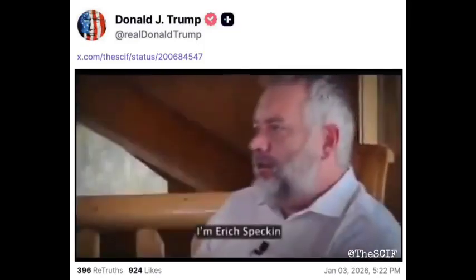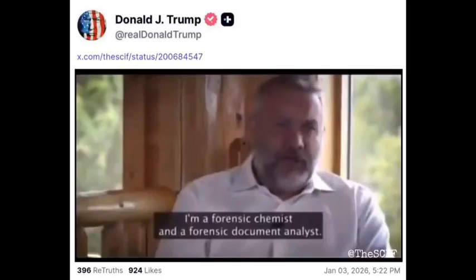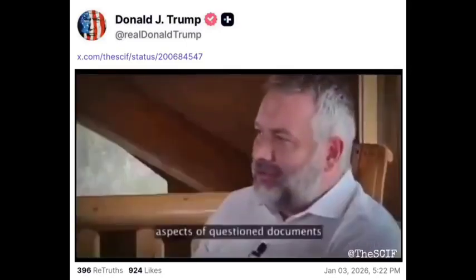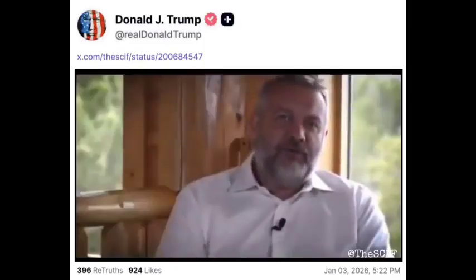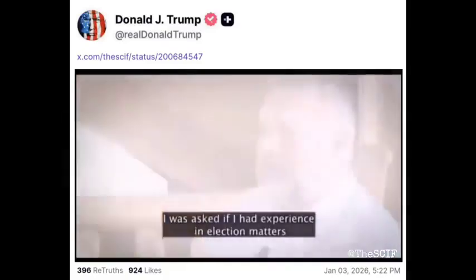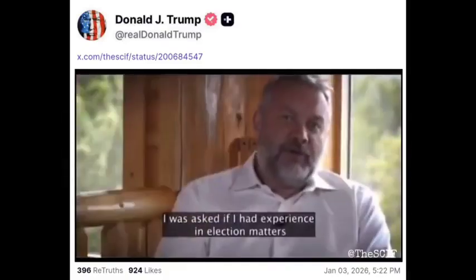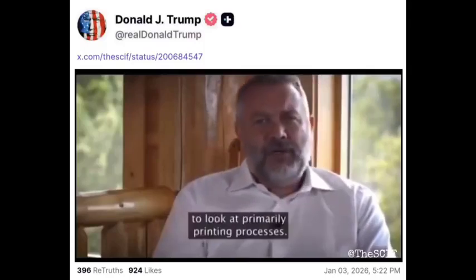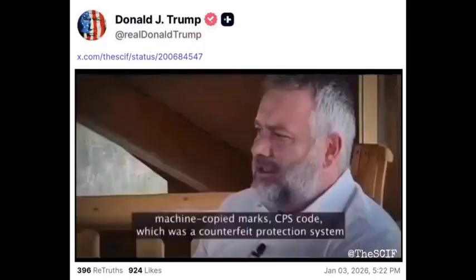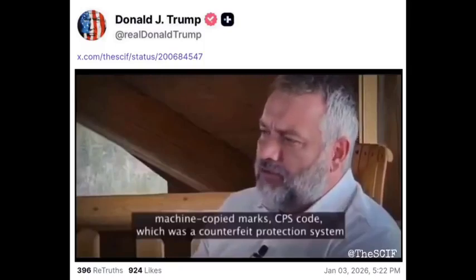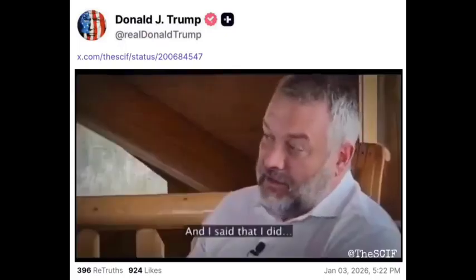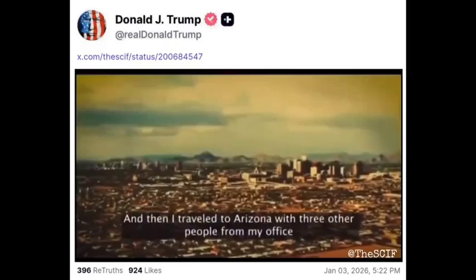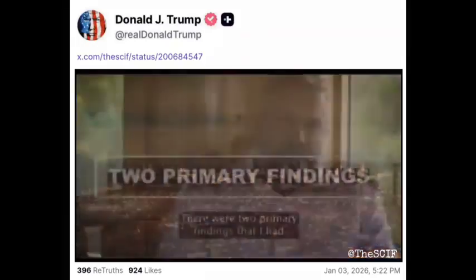I'm Eric Spakeen. I'm a forensic chemist and a forensic document analyst. That means I deal with all aspects of questioned documents, when they were made, if they've been altered, changed, or added to, and how long ink has been on paper. I was asked if I had experience in election matters to look at primarily printing processes, machine copied marks, CPS code, which is a counterfeit protection system. And I said that I did, and I traveled to Arizona with 3 other people from my office.